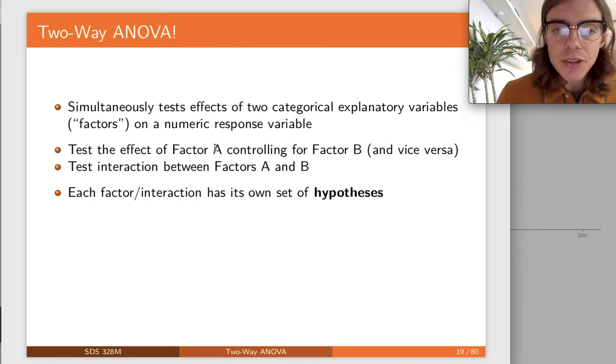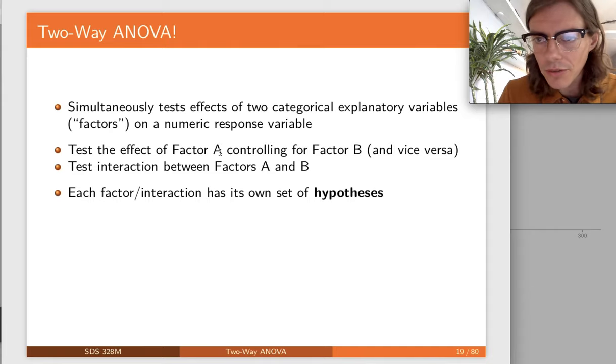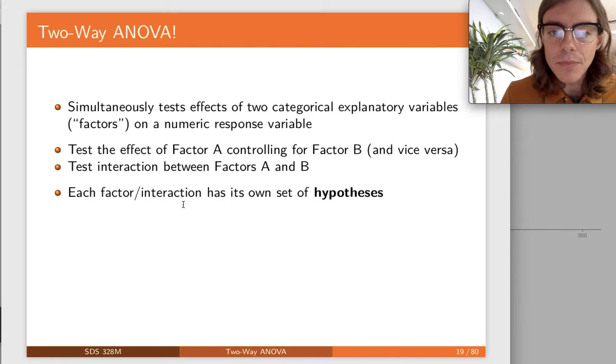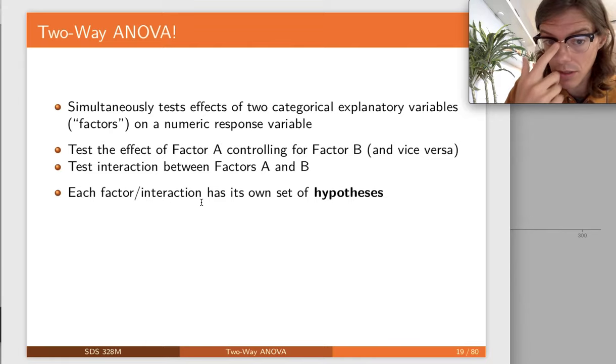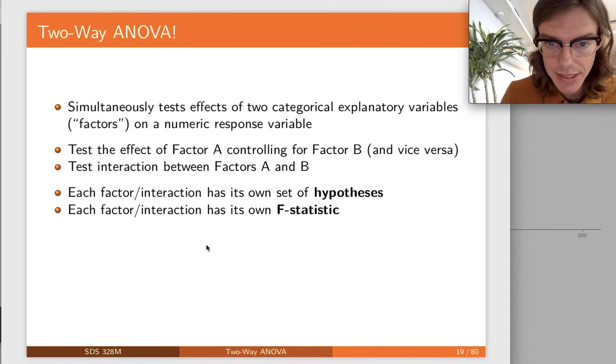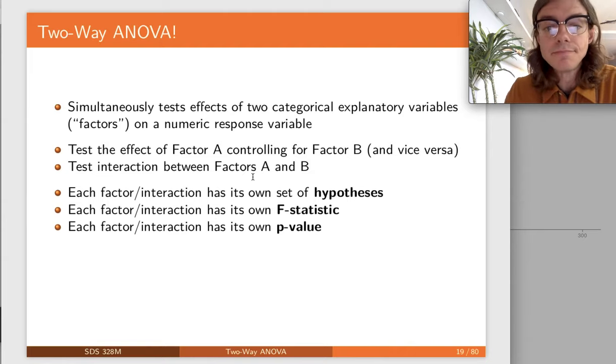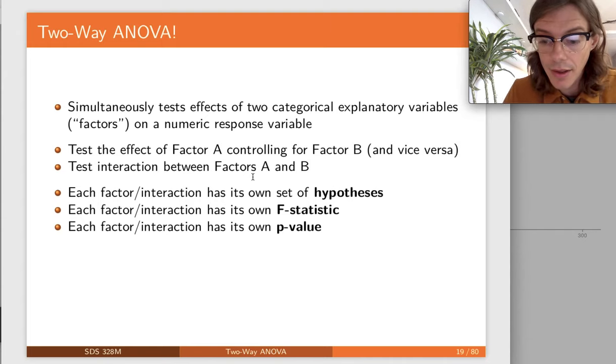So for each factor, and when I say factor, I just mean grouping variable, like dosage or age or whatever your categorical variable is, those are just factors. And each one of those and each interaction is going to have its own set of hypotheses. They're going to have their own F-statistics, and of course, their own p-values. So in this example, if you have factor A, factor B, and the interaction, that's 3 hypothesis tests. And that's the way two-way ANOVAs work.